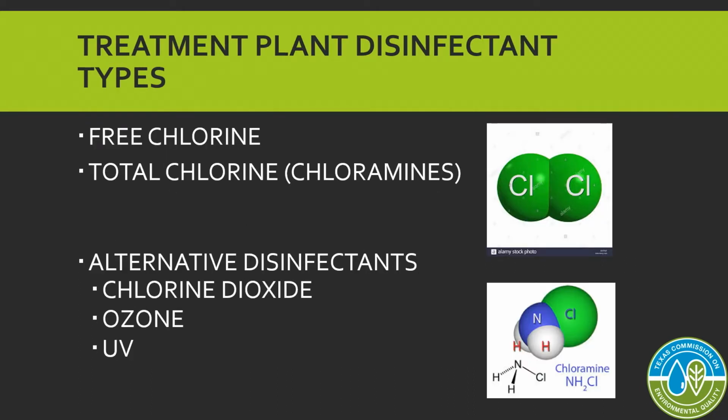All right, so the lion's share of our systems are utilizing one of either free chlorine or total chlorine or chloramines. So it's chloramines measured as total chlorine. There are a few systems that are utilizing alternative disinfectants, primarily to supplement either their free chlorine or chloramines, and those include chlorine dioxide, ozone, and UV. Each of those have their own monitoring required associated with those.